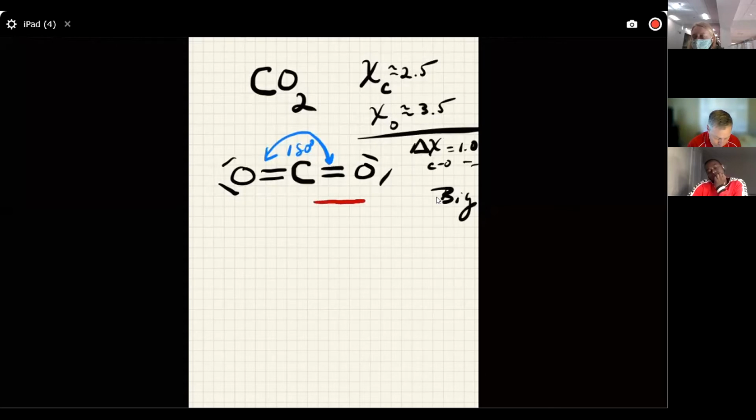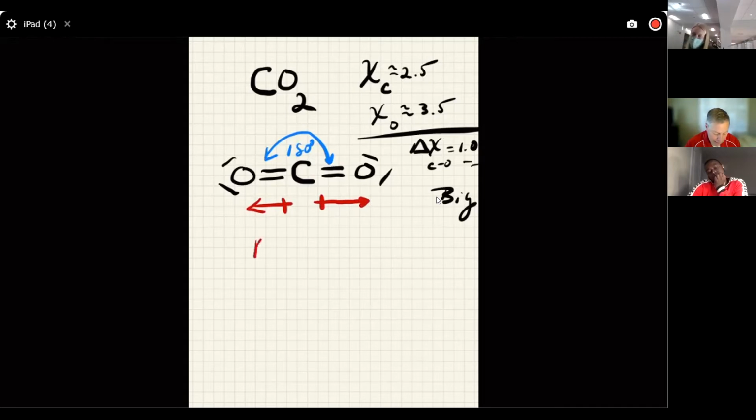Here's one. Remember, you always go from the positive to the negative. Your arrows go from the positive to the negative. So here's one vector. And here's the other vector. But remember what vectors are. Vectors have magnitude and direction, right? Magnitude and direction. So I've got a huge bond vector pulling in one direction, but I have an equal and opposite vector pulling in the opposite direction.